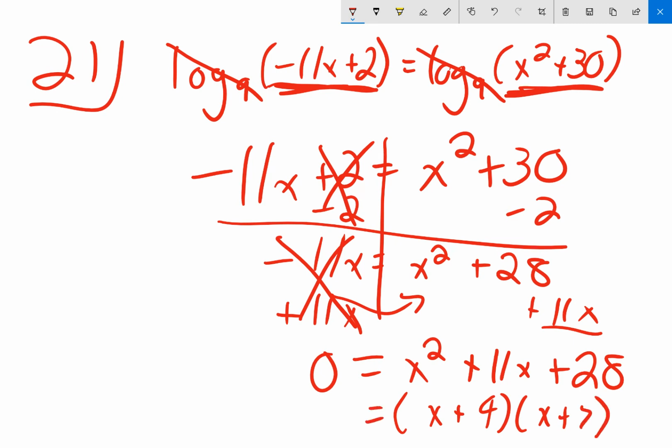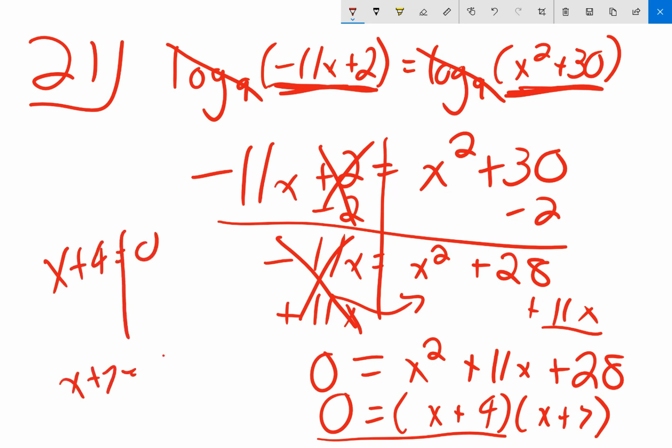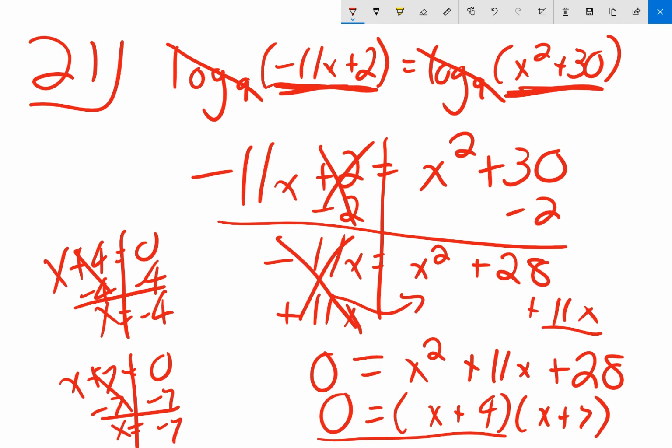But don't forget, those are not the answers. What this tells us is that x plus 4 is equal to 0 and x plus 7 is equal to 0. So if you actually solve for the x's, you find that x is equal to -4 and x is equal to -7. And your two answers are -4 and -7.